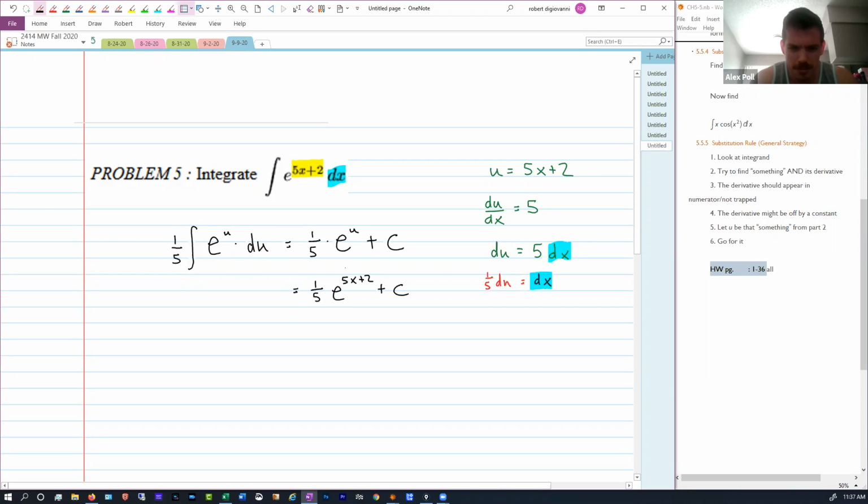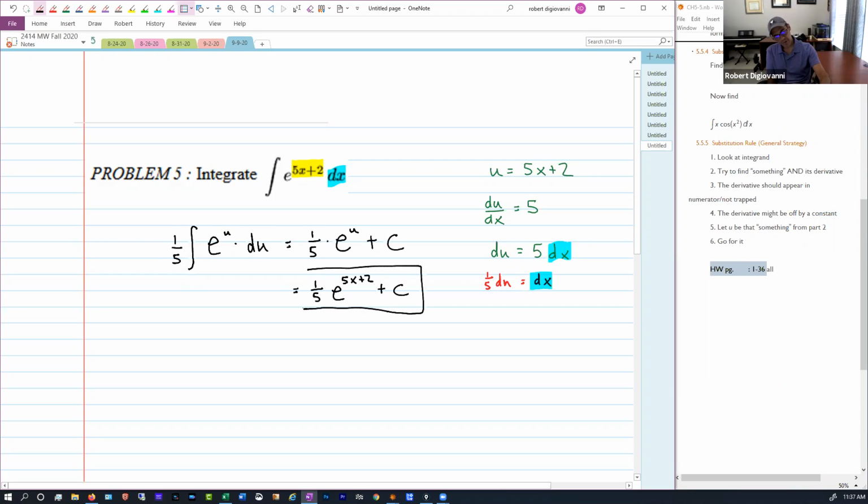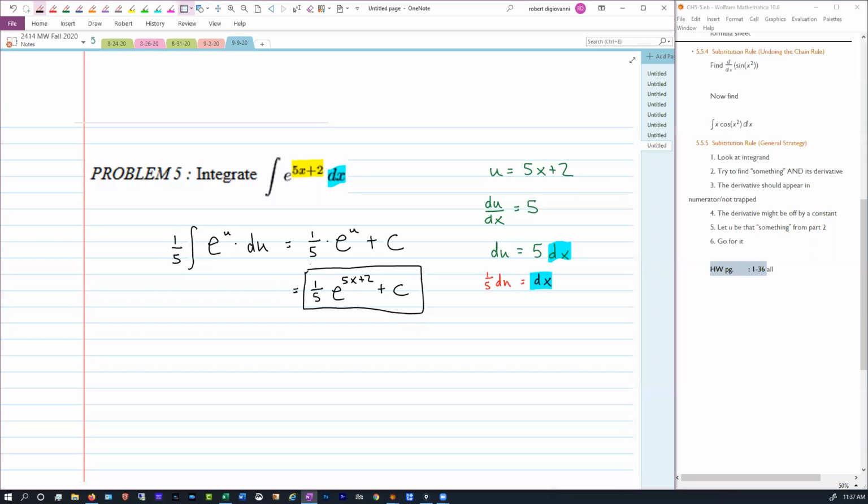That was pretty straightforward, just as long as you knew what the antiderivative of e to the u was, which you did, which is good. Can you put the e over the one over the 5? Yep.